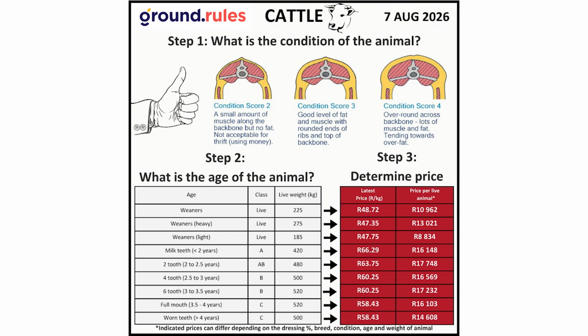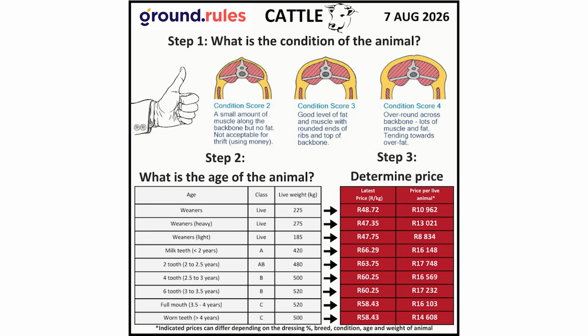Then there is condition score 4. Here the animal becomes noticeably rounder across the backbone, with much heavier muscle and fat cover and a tendency towards being overfat. And that's important because more weight doesn't automatically mean more profit. You want to understand what the market is actually rewarding before spending additional money feeding an animal beyond its most economical point. Now let's put some numbers behind that.